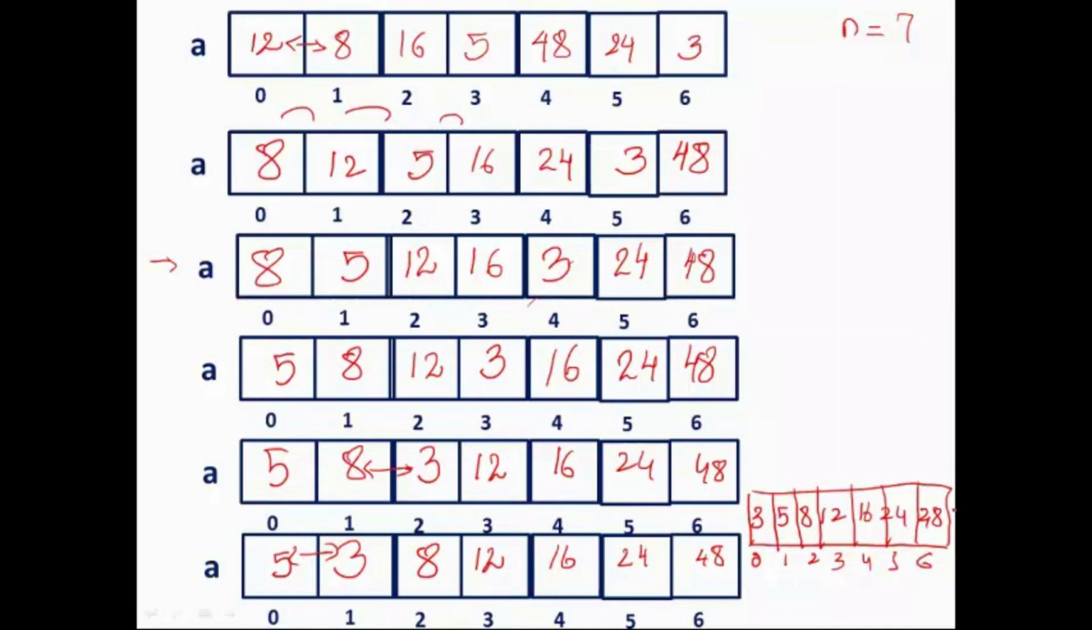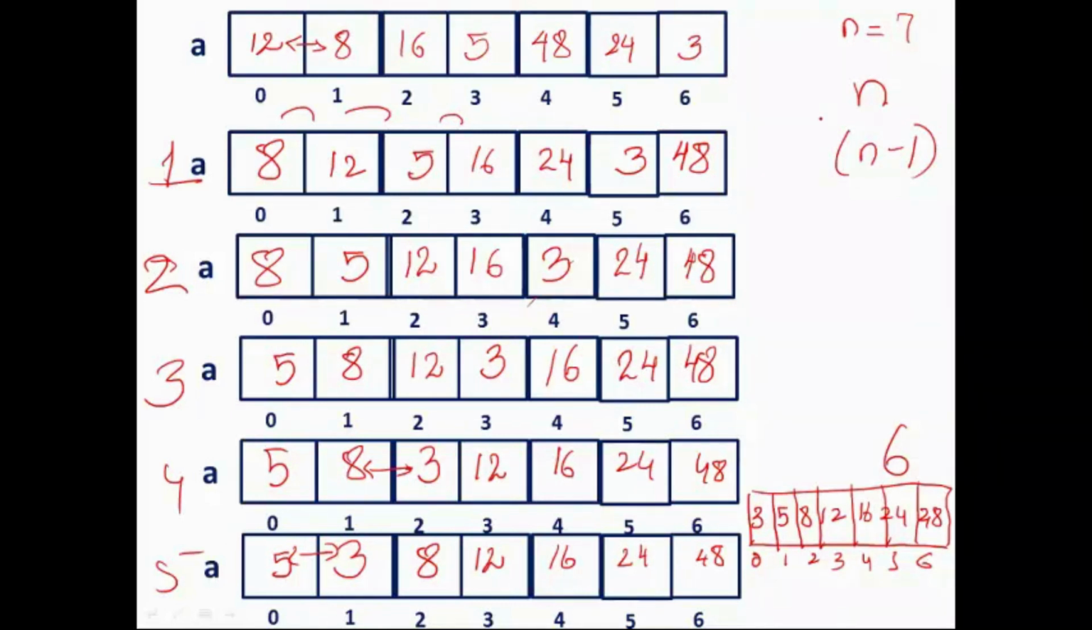ठीक है? Now also if you see n का value था 7, there were 6 values. I got my answer in how many steps? This was step number 1, this is 2, this is 3, this is 4, this is 5 and this is 6. ये bubble sort की property है. If there are n values, you'll always get your answer in n minus 1 steps. So this is how bubble sort is going to work.